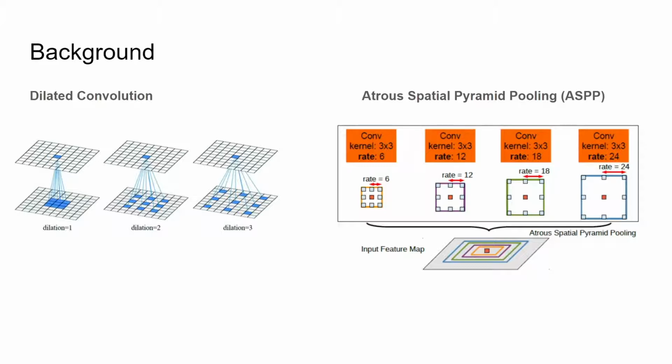Atrous spatial pyramid pooling applies multiple dilated convolutions with different dilation rates and therefore different receptive fields. The features from these convolutions are concatenated to create a multi-scale feature. This layer can increase the scale invariance of the network.